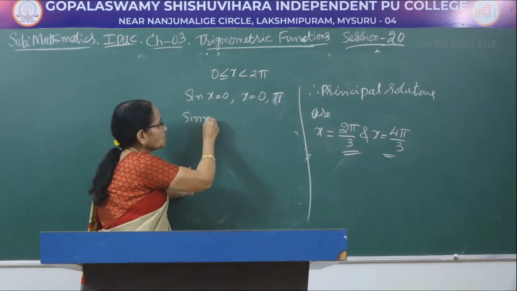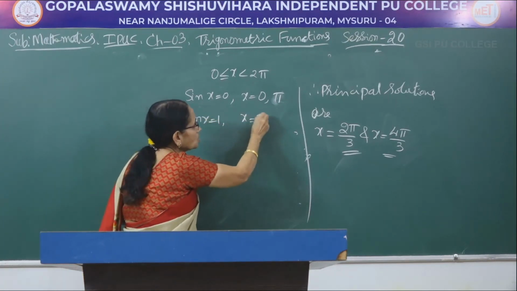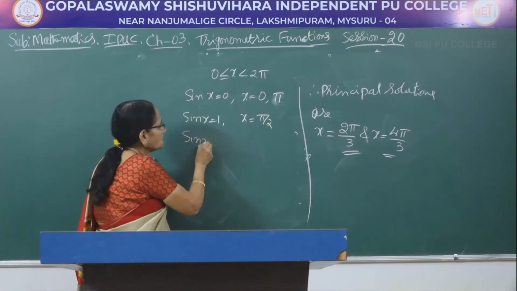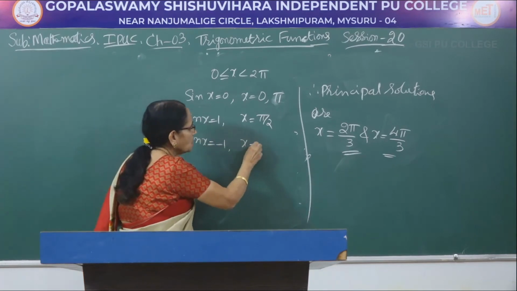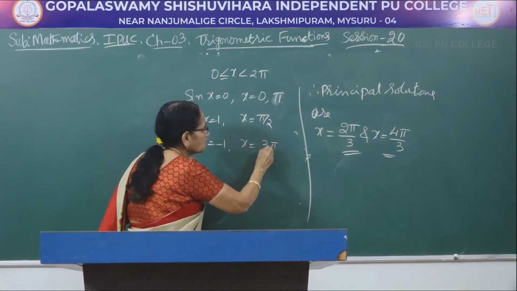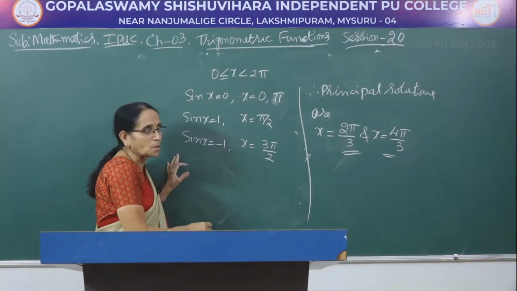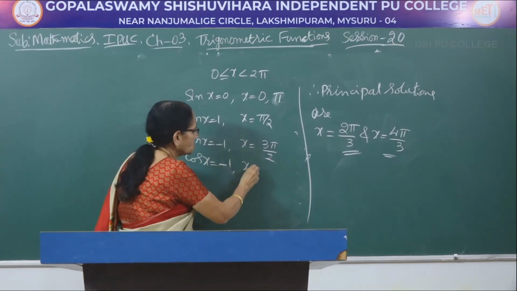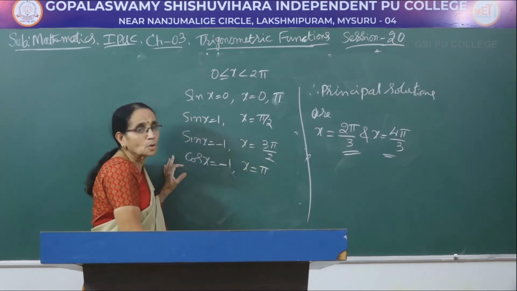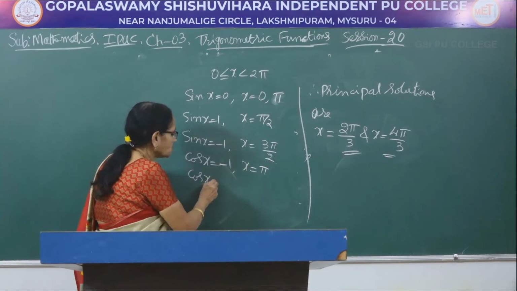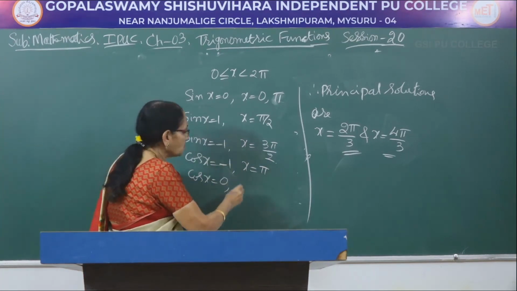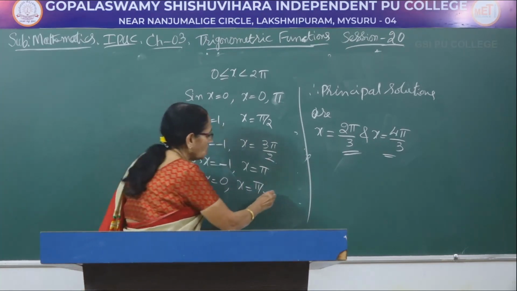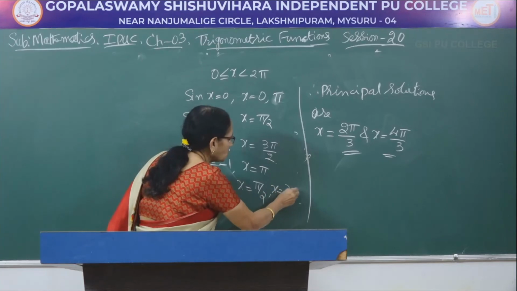Suppose I take sin x equal to 1, then x is equal to pi by 2 is the only solution. Suppose I take sin x equal to minus 1, x would have only one solution, that is 3 pi by 2, isn't it? Then cos x equal to minus 1, then x would be equal to pi. Only one solution we will have. Or if cos x equal to 0, there would be two solutions. One is pi by 2, because we know that cos 90 is 0 and cos 270 is also equal to 0.